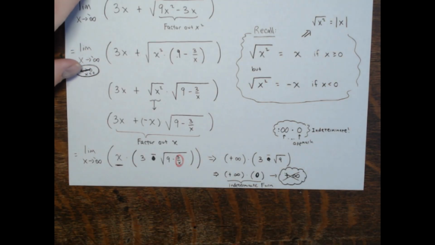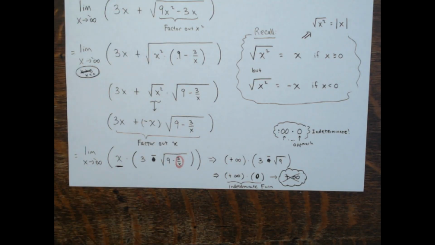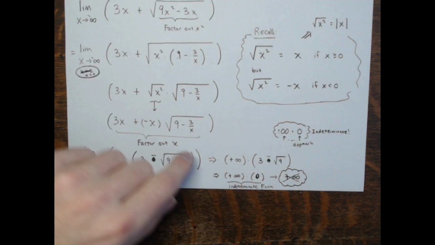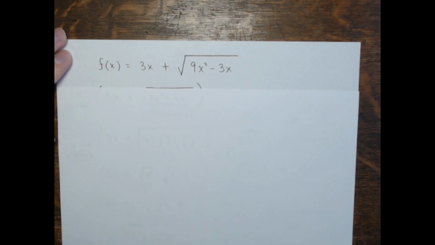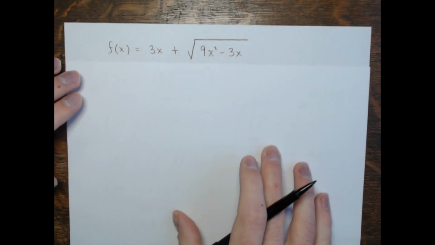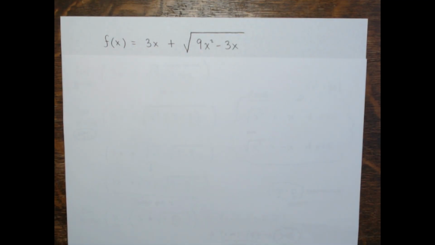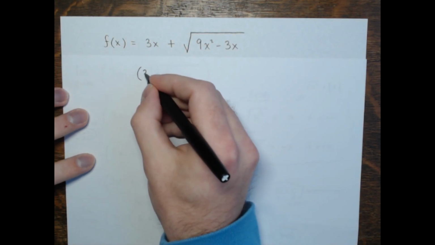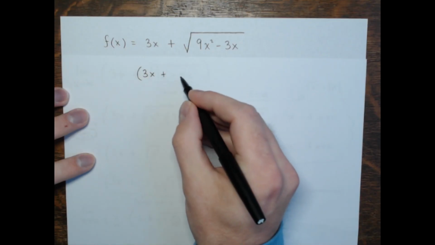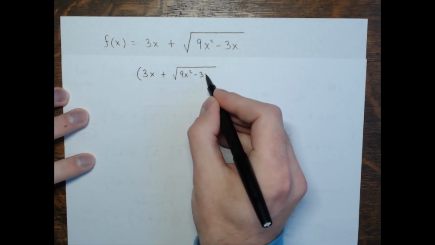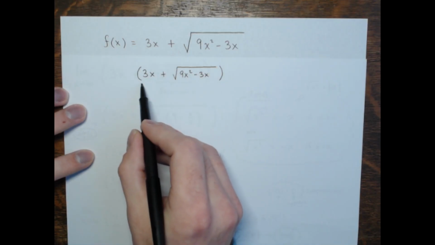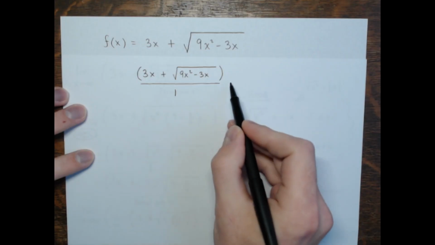So instead, what I normally would do with polynomials, I'd be like, oops, something bad happens. I can't tell you what infinity times something close to 0 is, something large times something small. I can't tell you what that's going to be. So then we have to approach this limit another way if we're going to do it by hand. So I'm going to take this here, 3x plus the square root of 9x squared minus 3x, and think of it as a fraction. Put it over 1.